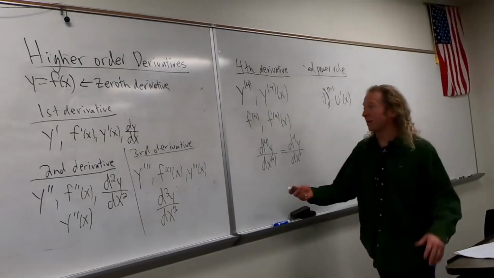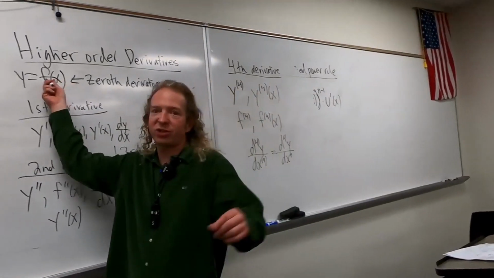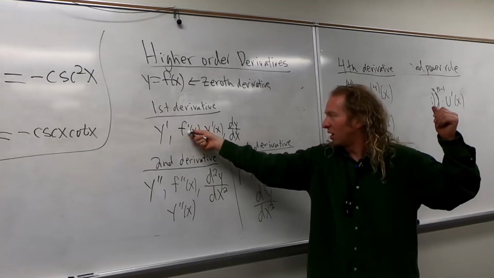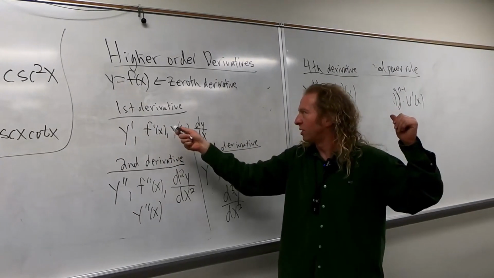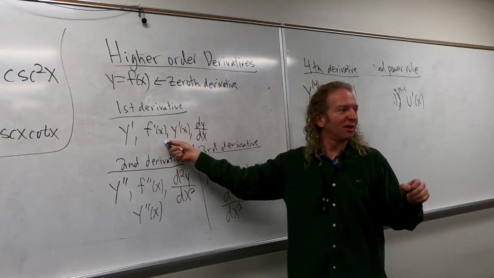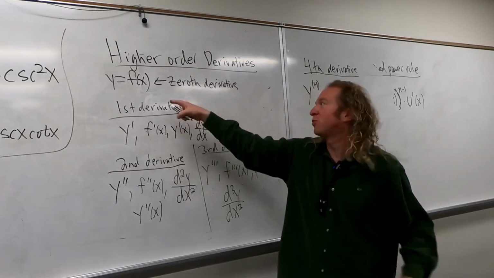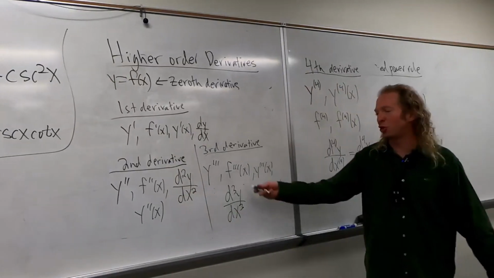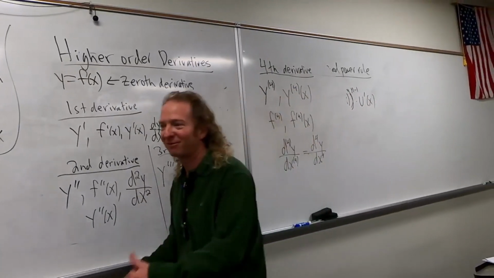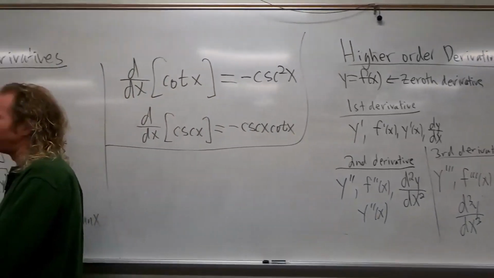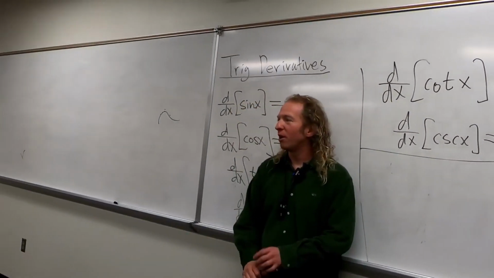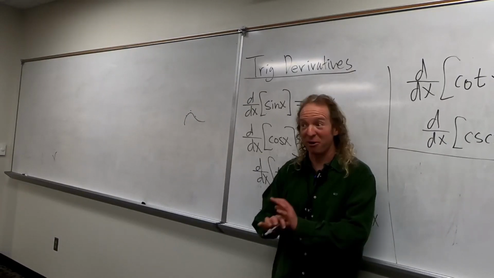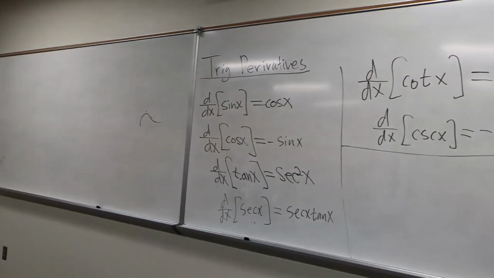Again, just extra life knowledge: if this was the position of a car, this would be the velocity, this would be the acceleration, and this would be the jerk. The third derivative of position is called jerk. And I don't know if this is true, but the fourth, fifth, and sixth are supposedly called snap, crackle, and pop. But I don't know if that's true. We'll do it next time.